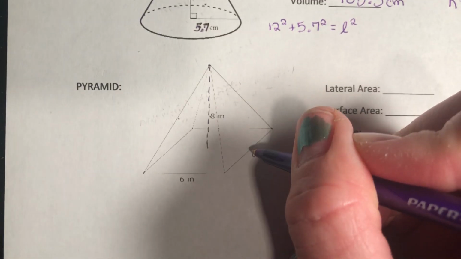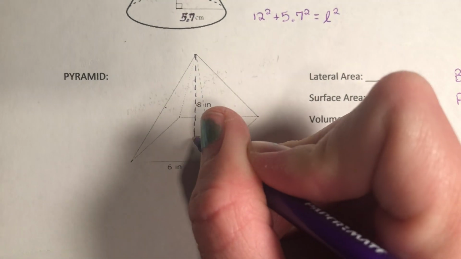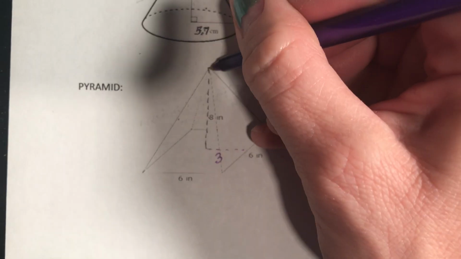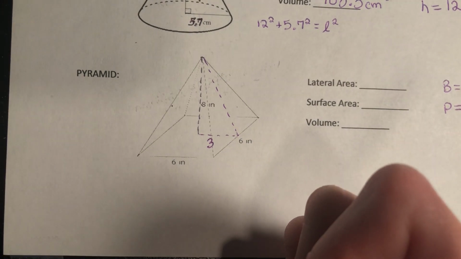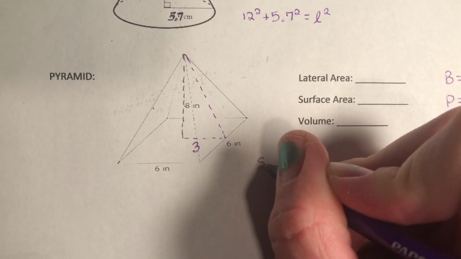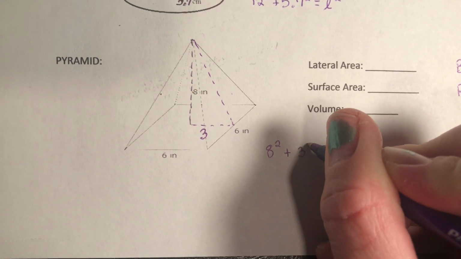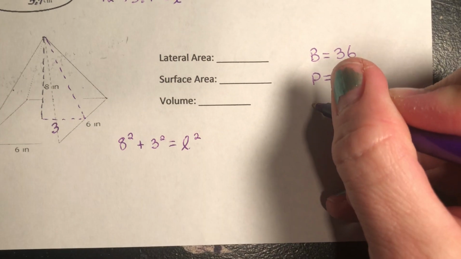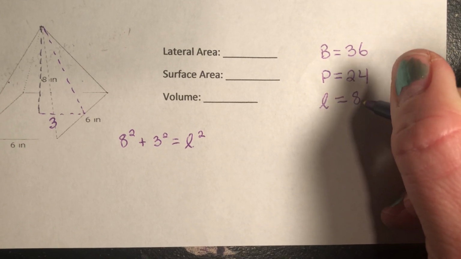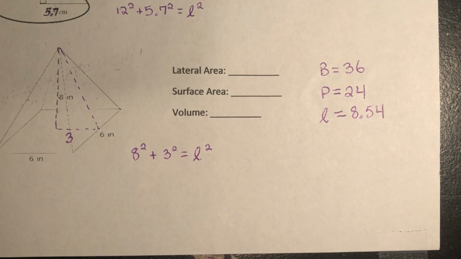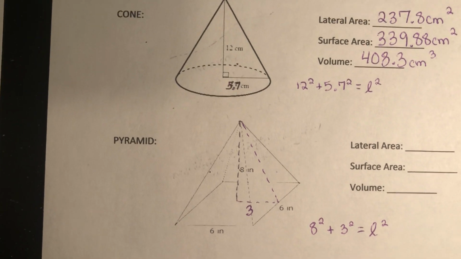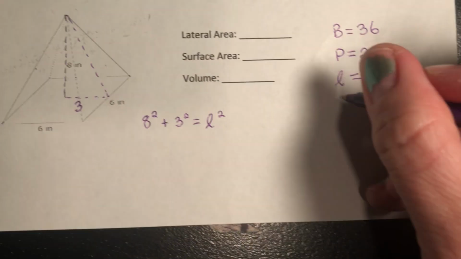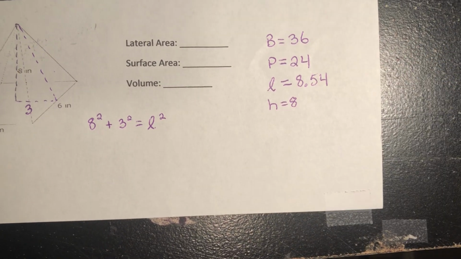Now our slant height is not given to us. We need to draw in half of the base, which is half of 6, so 3. And then we need to draw in our slant height. This is Pythagorean theorem. So again, we're going to need to do 8 squared plus 3 squared equals slant height squared. Solving for our slant height is going to be equal to 8.54 approximately. And then finally, again, just like in a cone, our height is from the top of the pyramid all the way to the bottom, and that height is 8 inches.